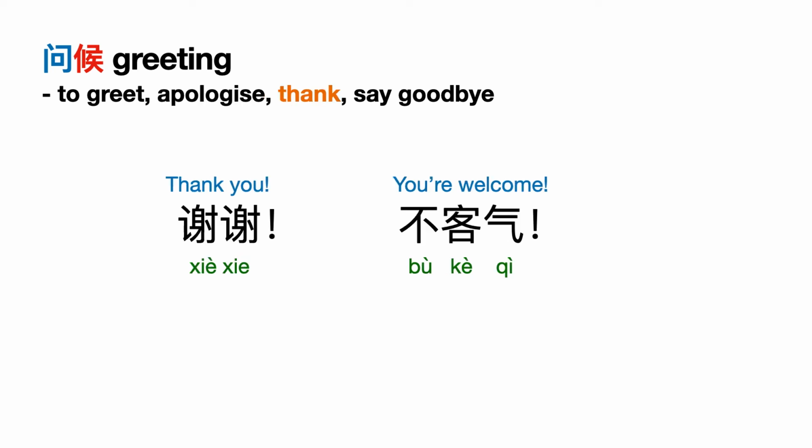Okay, so now let's learn how to say thank you to people. It's very easy. Thank you in Chinese is 谢谢, xie xie, and you repeat it. The second one is without the tone. 谢谢. And you want to say you're welcome, no problem. 不客气, bu ke qi, 不客气.